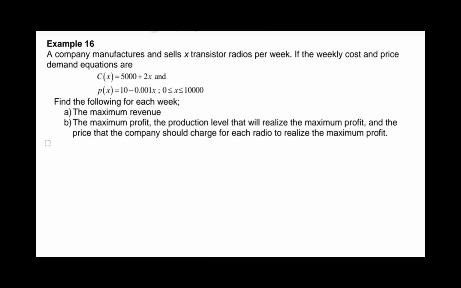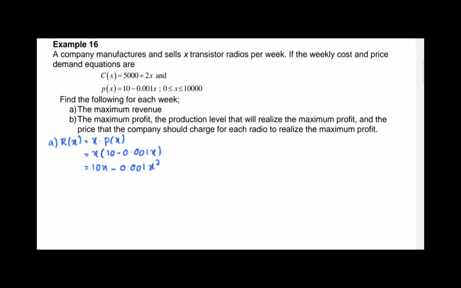So for question A, we have to find the revenue function first. So R of x is given by x times P of x. So x times 10 minus 0.001x. So the revenue function will be equal to 10x minus 0.001x squared.